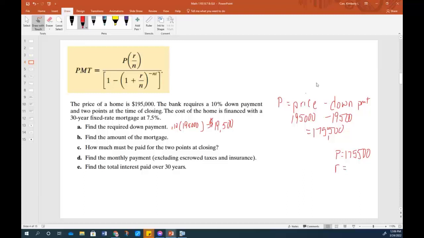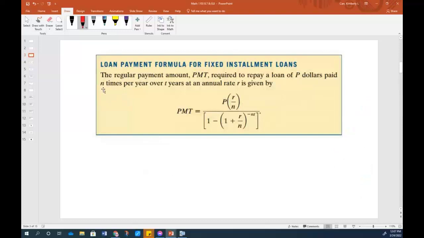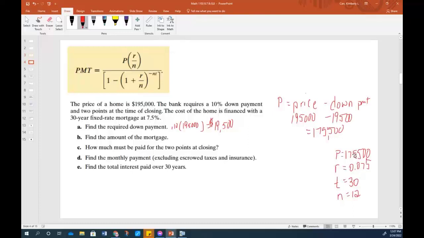R is our interest rate as a decimal. It says 7.5% within that problem. So I'm going to move that decimal over 2 places. So it'll be 0.075. And then T is the number of years. So it says it's a 30-year mortgage. And N is the number of payments per year, and we would expect that to be 12. And again, if you forget what those letters stand for, that is here on this previous slide. It's N times a year, T years. We're going to take these things and answer all the rest of our questions.